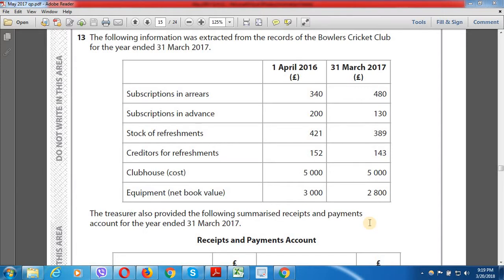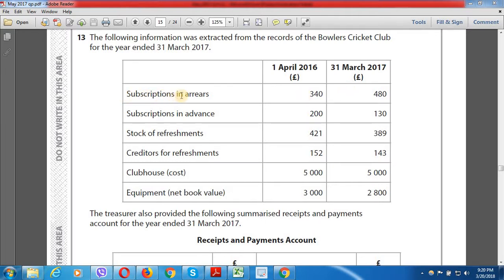Today we are going to solve May 2017 question number 13. Let us read the question first. The following information was extracted from the records of the Bowlers Cricket Club for the year ended 31st March 2017. 1st April 2016, 31st March 2017. This is the period of this club.